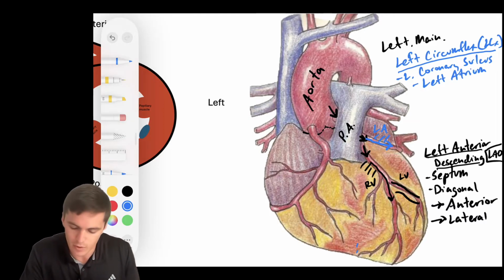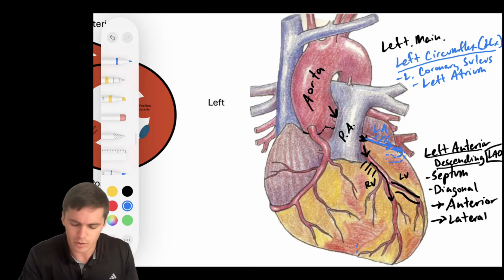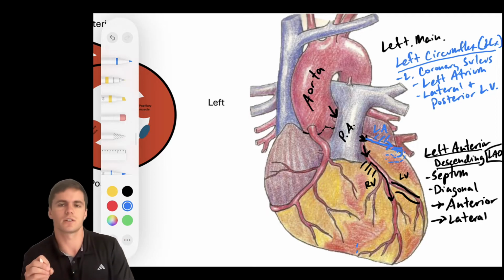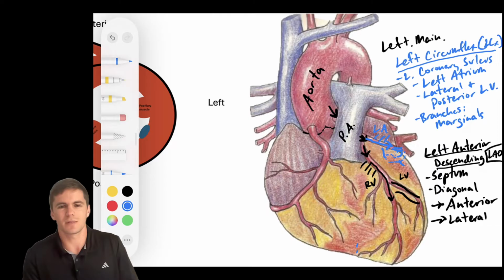Also, it's going to wrap around laterally and a little bit posteriorly. My dotted lines are going to represent kind of like x-ray vision, like we can see through the heart. It's going to wrap around a little bit posteriorly, and it's going to supply the lateral and posterior left ventricle, right? It gives off branches, and the branches are termed marginals. So we said that it also supplies the posterior left ventricle.